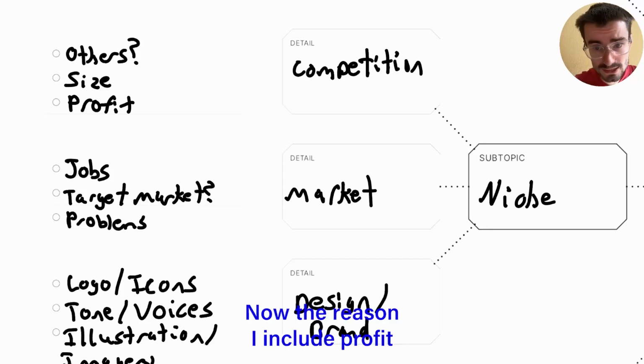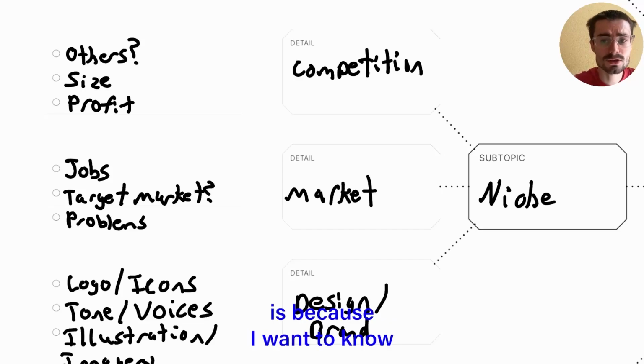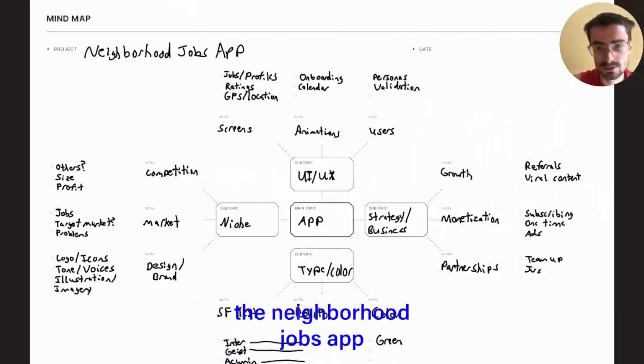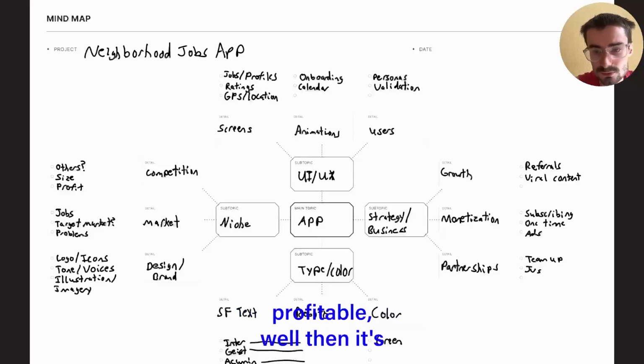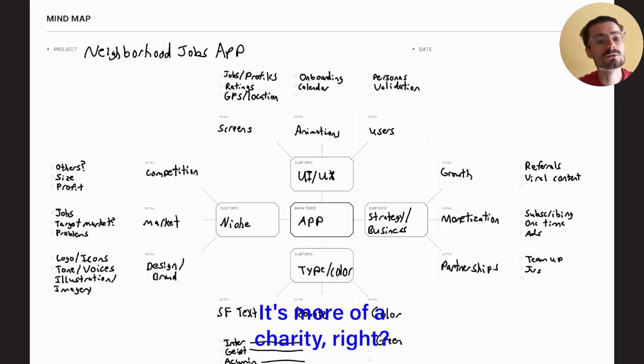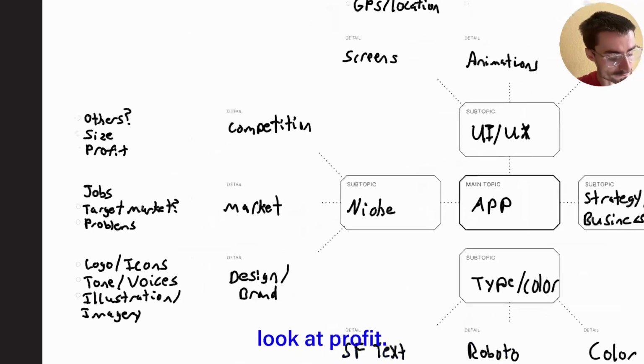Now, the reason I include profit is because I want to know, is the app that we're doing, are there other profitable apps? Because if everyone has an app that is, for example, the Neighborhood Jobs app, and it's not profitable, well, then it's not really a business. It's more of a charity, right? So that's why I want to look at profit.